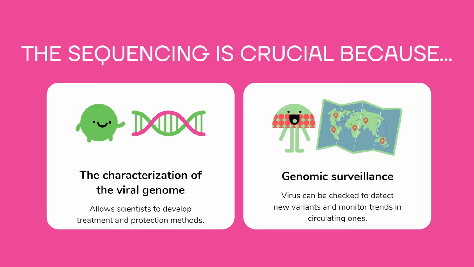Also, sequencing allows for genomic surveillance, in which the SARS-CoV-2 virus can be tracked to detect new variants, which are mutated viral genomes, and monitor trends in circulating variants such as Delta or Omicron.